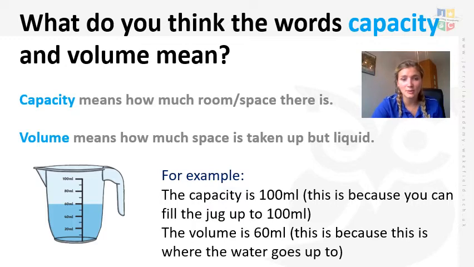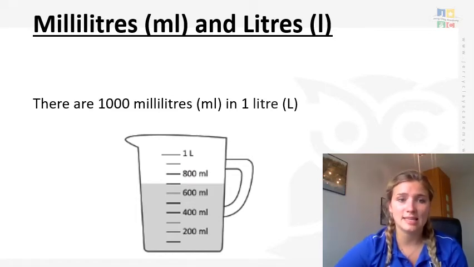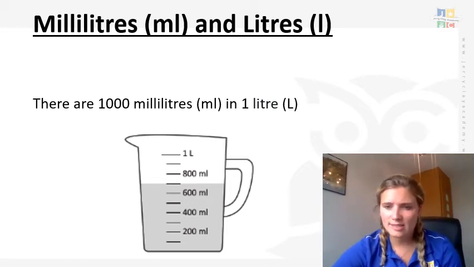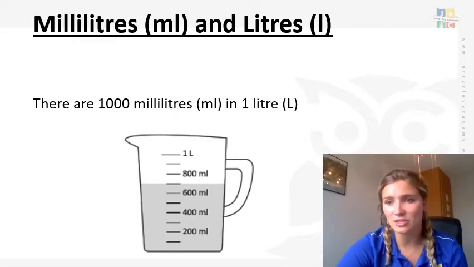So this was the example. So the capacity is 100 millilitres of this jug, and the volume is 60 millilitres because that's how much water is in it at that time. So when we were looking at millilitres and litres, we knew that there are 1,000 millilitres in 1 litre, or in 1 litre there was 1,000 millilitres. So quite similar to when we were looking at grams and kilograms, there is 1,000 in each.